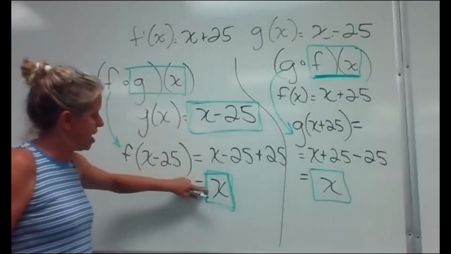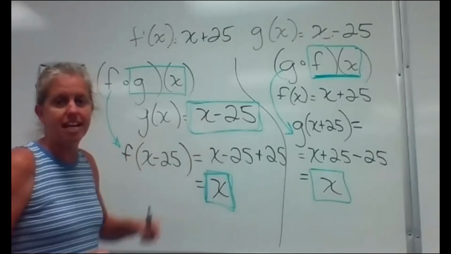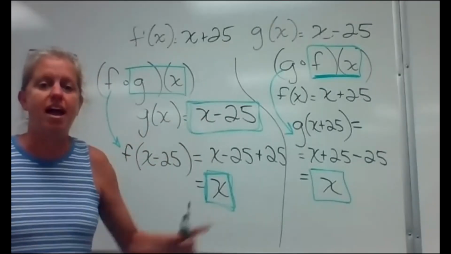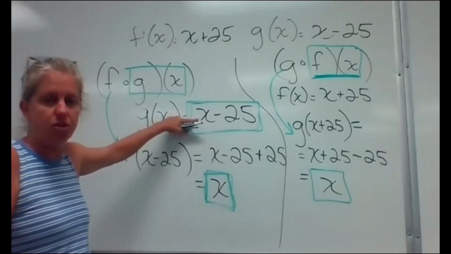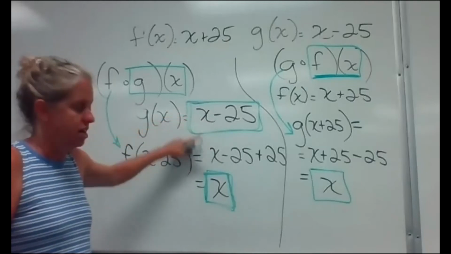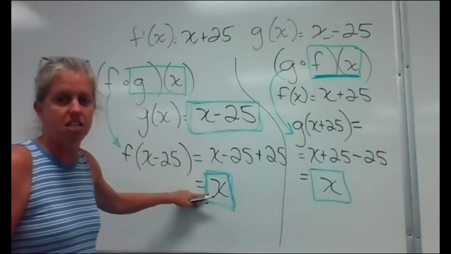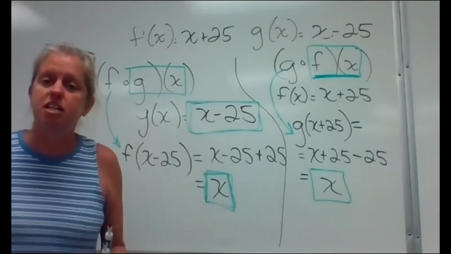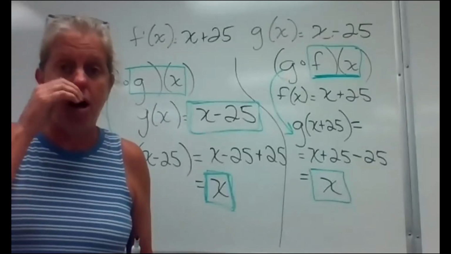So if either one of these two places has a restriction, that's going to be a restriction on your domain. But is there a fraction here with an x in the denominator? No. Is there a fraction here with an x in the denominator? No. So there's no restrictions, which means the domain is all real numbers.